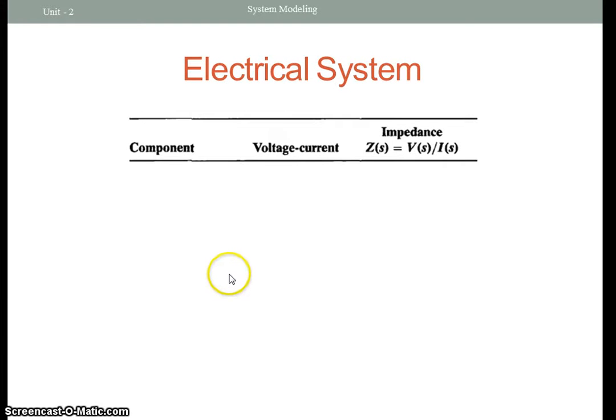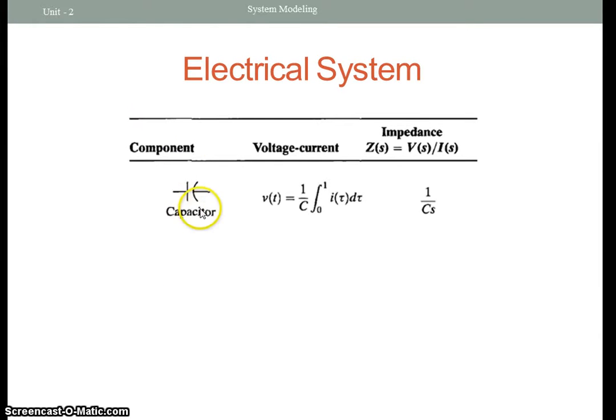Now let's go on with the second type of modeling we will be using in this module, which is the electrical model. To do that, let us first discuss electrical systems. We will be using three components representing electrical systems.